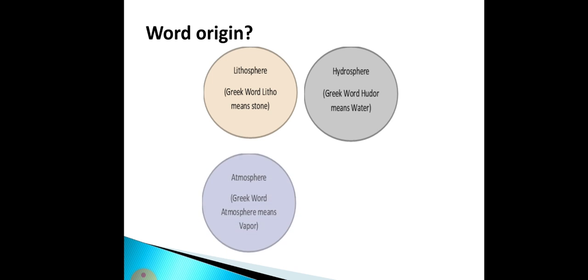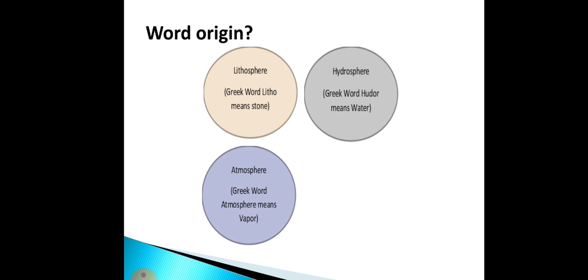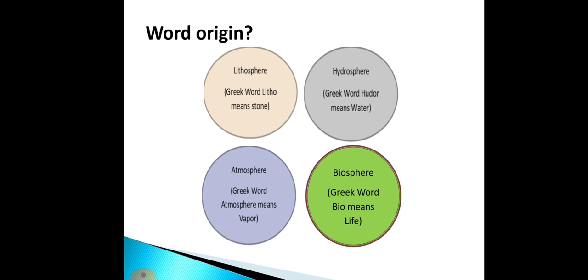Lithosphere: litho is a Greek word that means stone. Second is hydrosphere. Hydro comes from the Greek word hudo, which means water. Atmosphere also comes from the Greek word atmos, meaning vapor. Fourth is biosphere. Biosphere also comes from the Greek word bio, which means life.